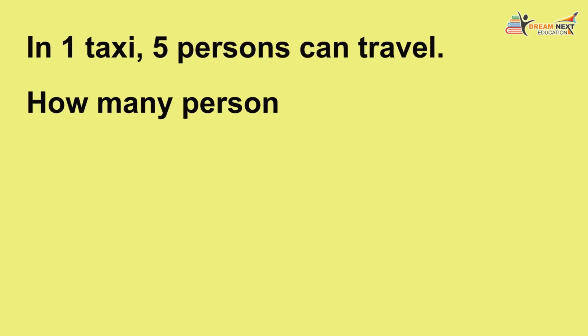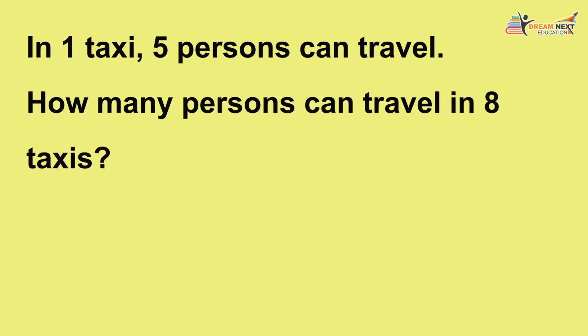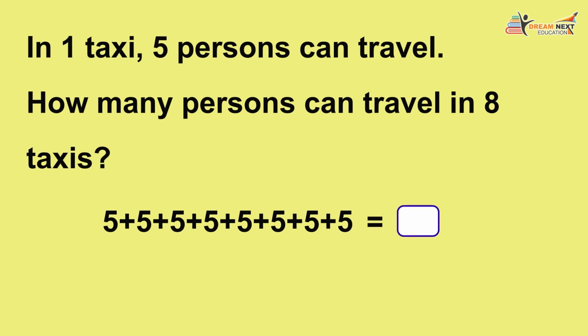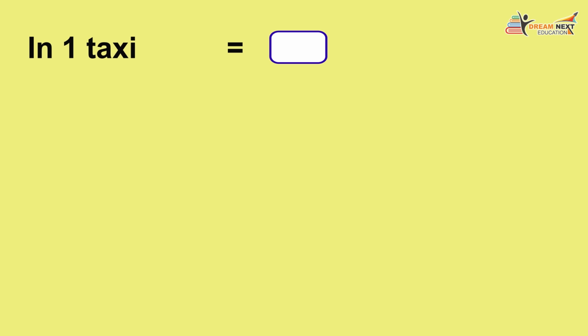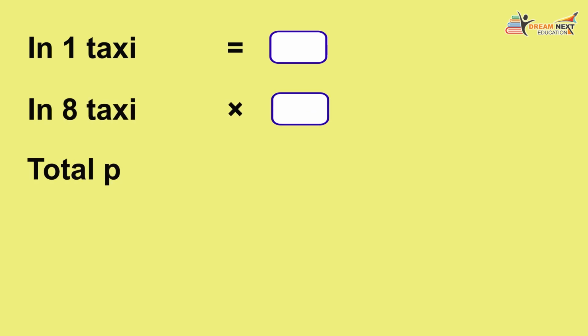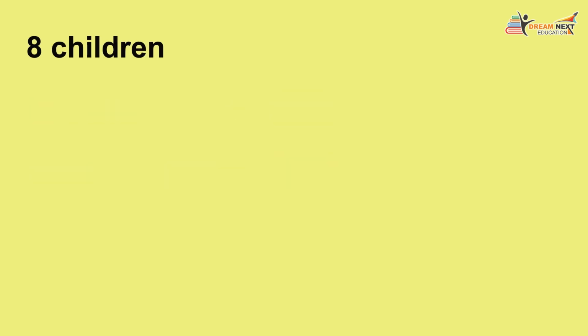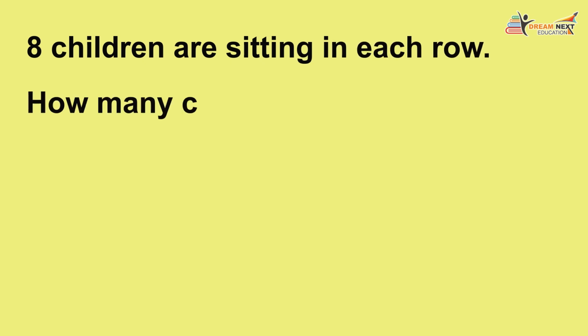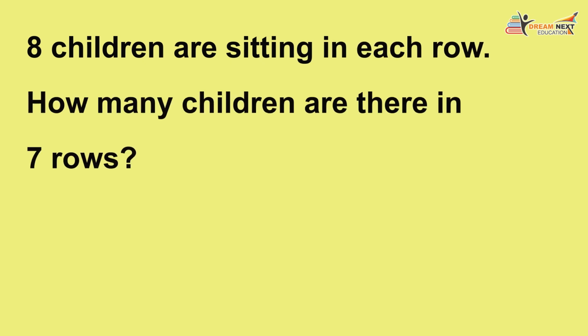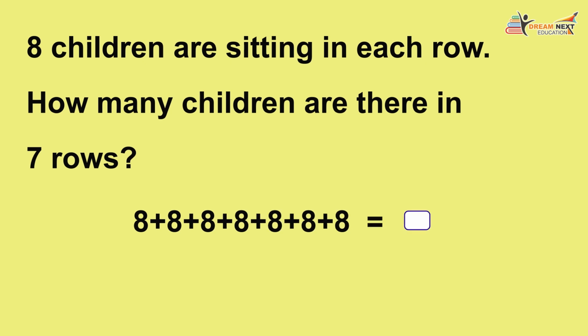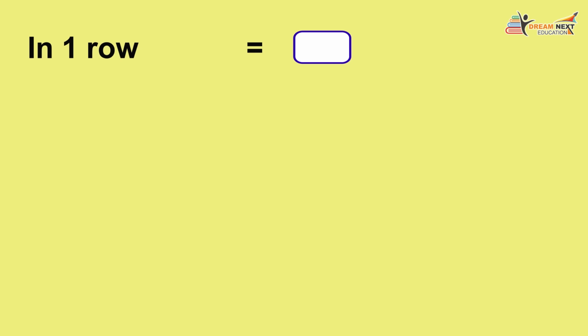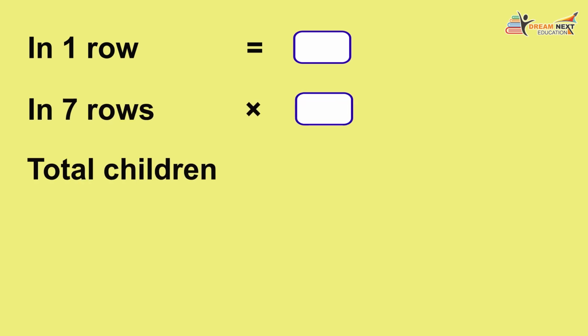In 1 taxi 5 persons can travel. How many persons can travel in 8 taxis? 5 plus 5 plus 5 plus 5 plus 5 plus 5 plus 5 plus 5 is equal to? In 1 taxi, into 8 taxis, is equal to total persons. 8 children are sitting in each row. How many children are there in 7 rows? 8 plus 8 plus 8 plus 8 plus 8 plus 8 plus 8. In 1 row, into 7 rows, is equal to total children.